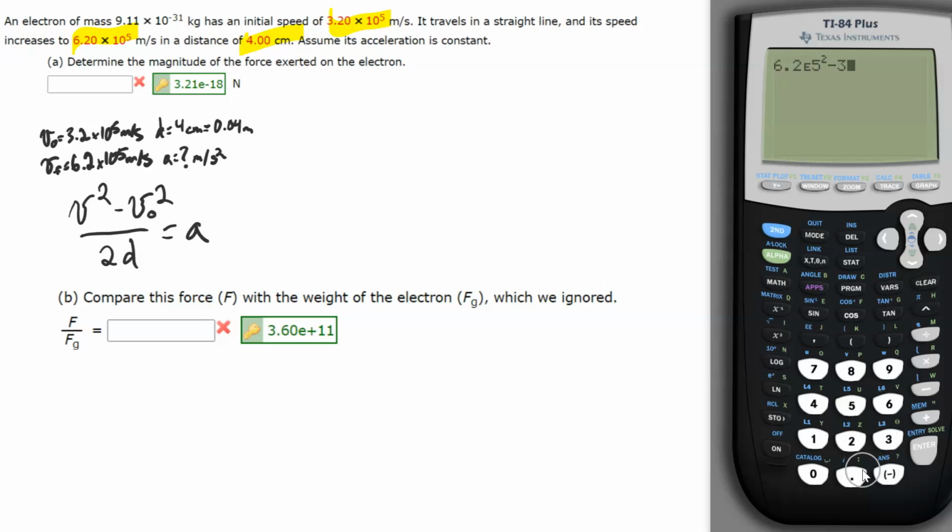If you do it this way, it's a shortcut. You don't need parentheses in this case. And then it's going to be 3.2 times 10 to the 5th. That's also squared. And now you can either put parentheses around this and then divide, or what I'm going to do is I'm just going to evaluate that. That tells me this is the numerator, divided by 2, divided by 0.04. And that should be my acceleration. This is my acceleration in this case.